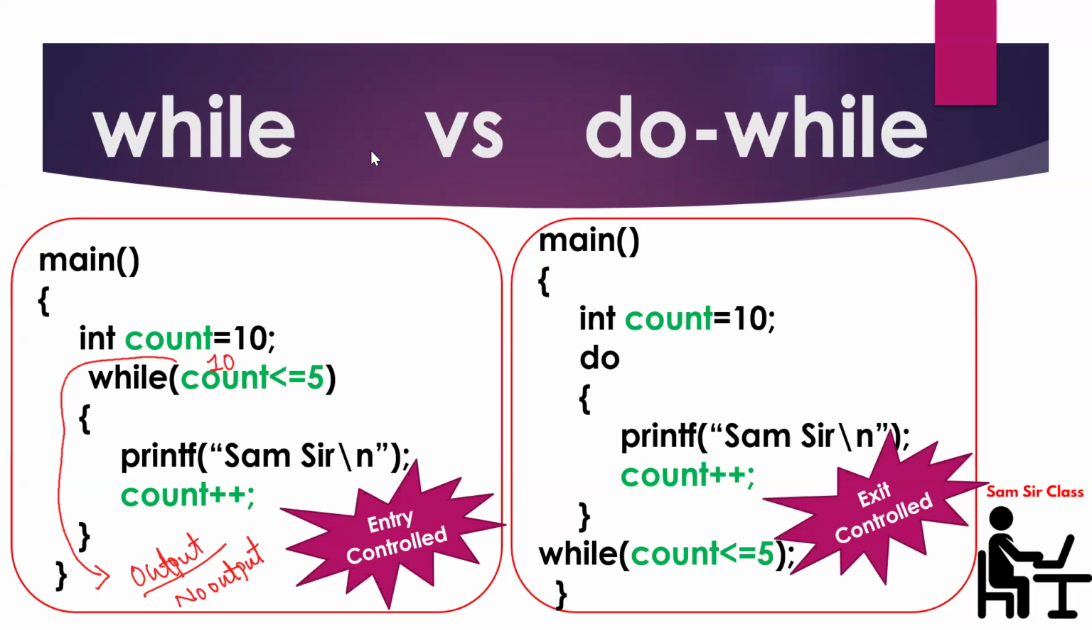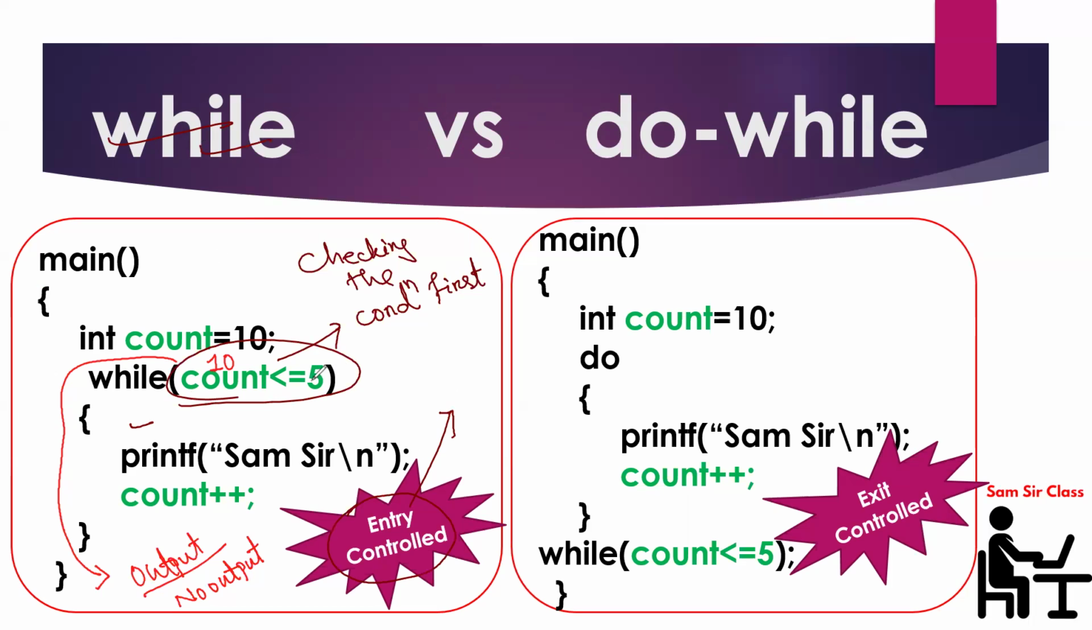Okay, so what does it mean? Whenever you are entering the while block, you are checking the condition first, then you are allowing whether the block of code can be executed or not. That's why this is known as your entry control loop. So my while loop is known as the entry control loop, because during the time of entry of the block I am checking the condition.